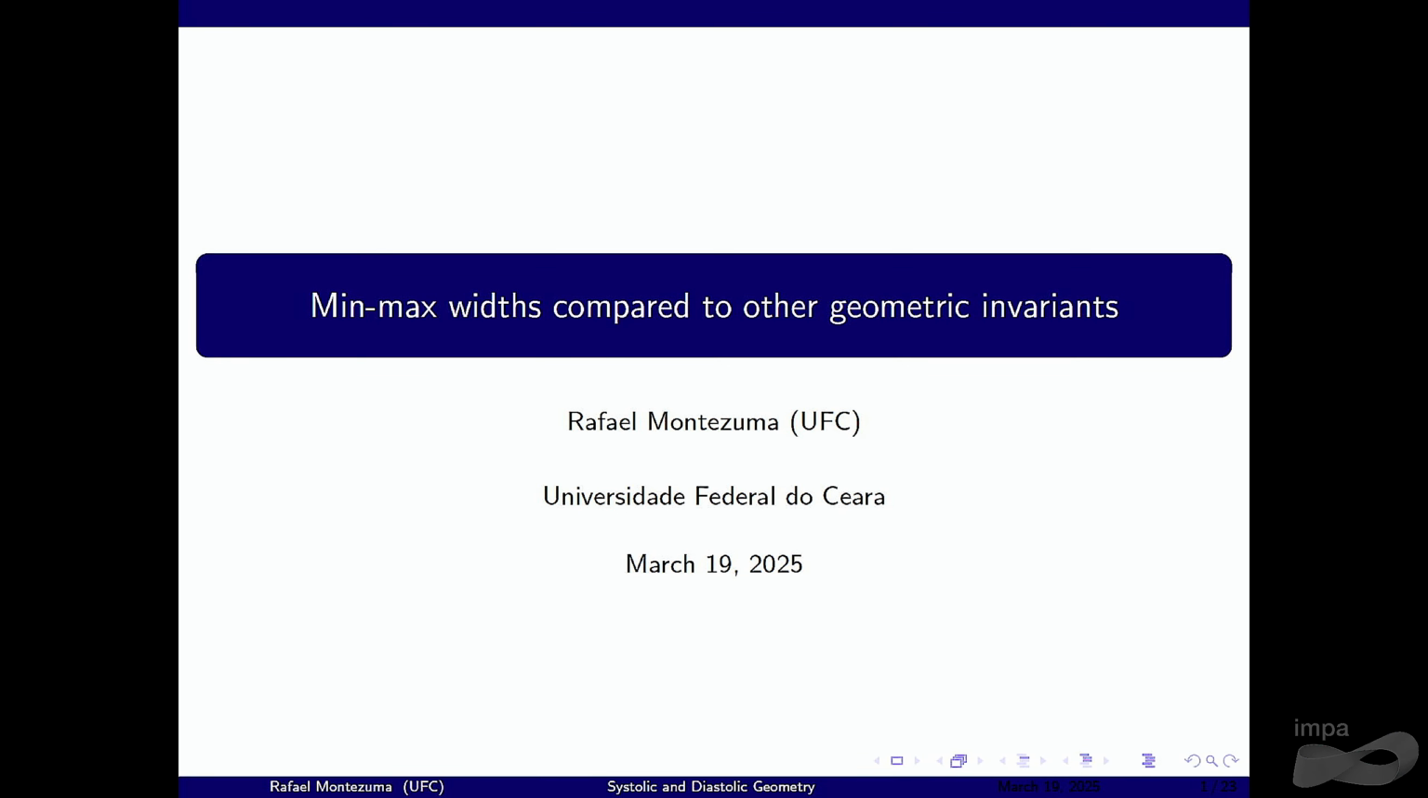So far this week we had many very nice talks and introductions to systolic and diastolic type results. So I'll still take a moment to make a brief overview, more guided towards the results I want to talk about. But my title is on min-max widths and comparison with some other invariants. So usually it's going to be diastolic type inequalities.